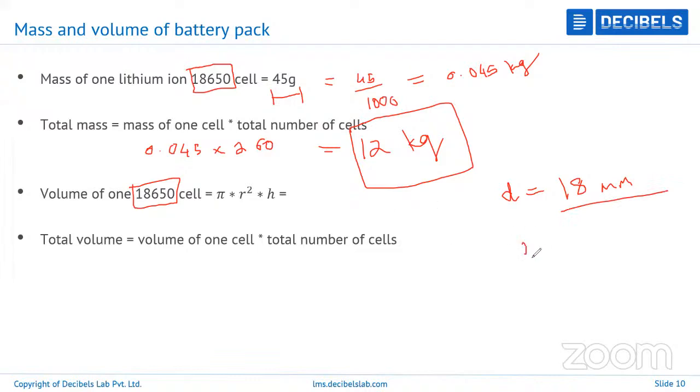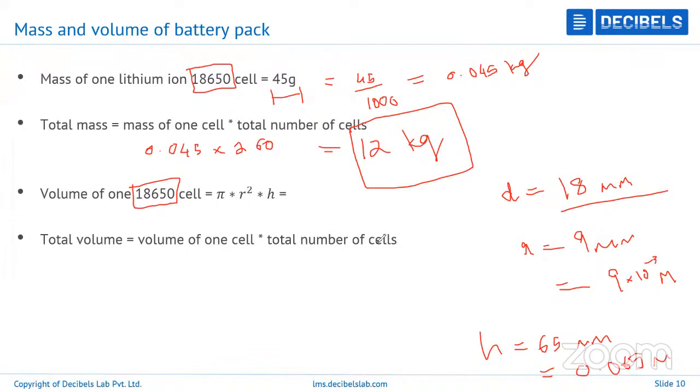So then your radius will be 9 millimeters. Convert this to meters, so 9 by 1000, which is 9 into 10 raised to minus 3 meters. Okay, so that will be your radius. Your height will be 65 millimeters, which is nothing but 65 by 1000, so 0.065 meters. Okay, so now we'll find the volume of the cell.